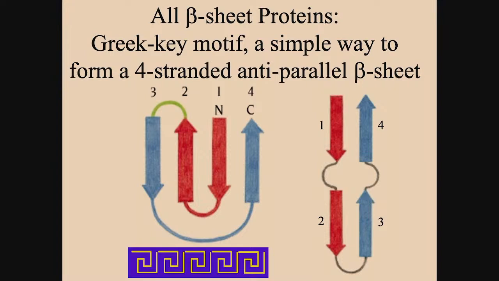And then what you do here is, imagine you grab the top, and then you grab the bottom, you fold it this way. You will get that, right? So a very nice 4-stranded anti-parallel beta sheet. So that's the Greek key motif. It's found in many, many structures, a very common folding motif because it's so easy to form.